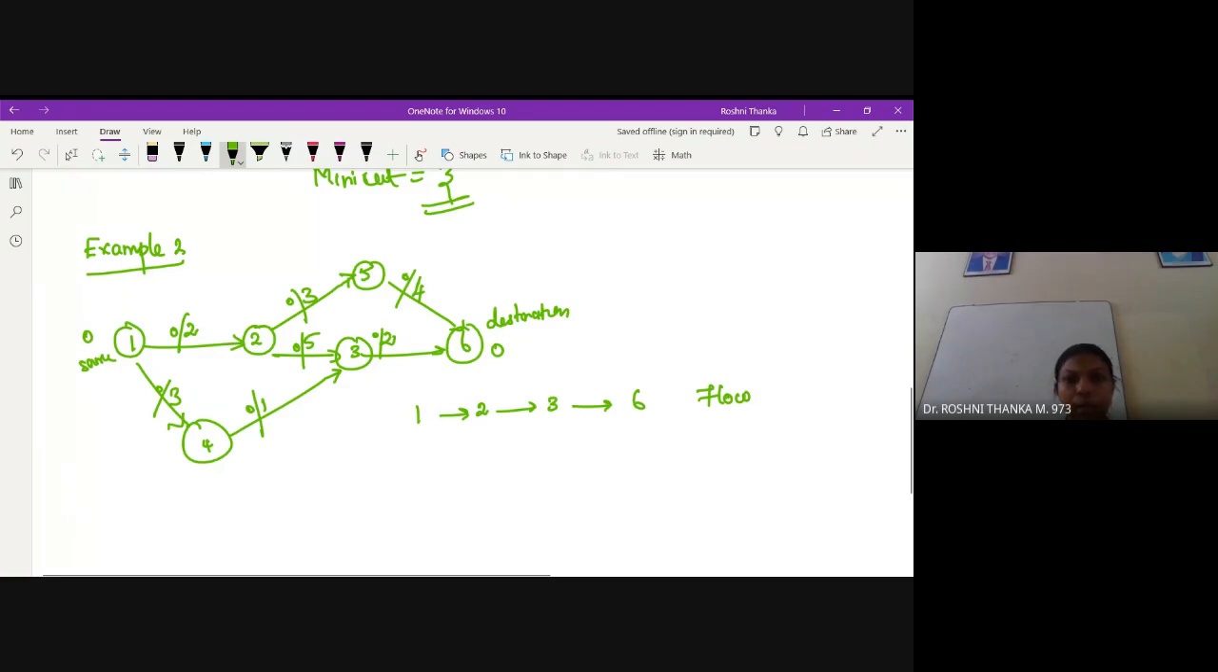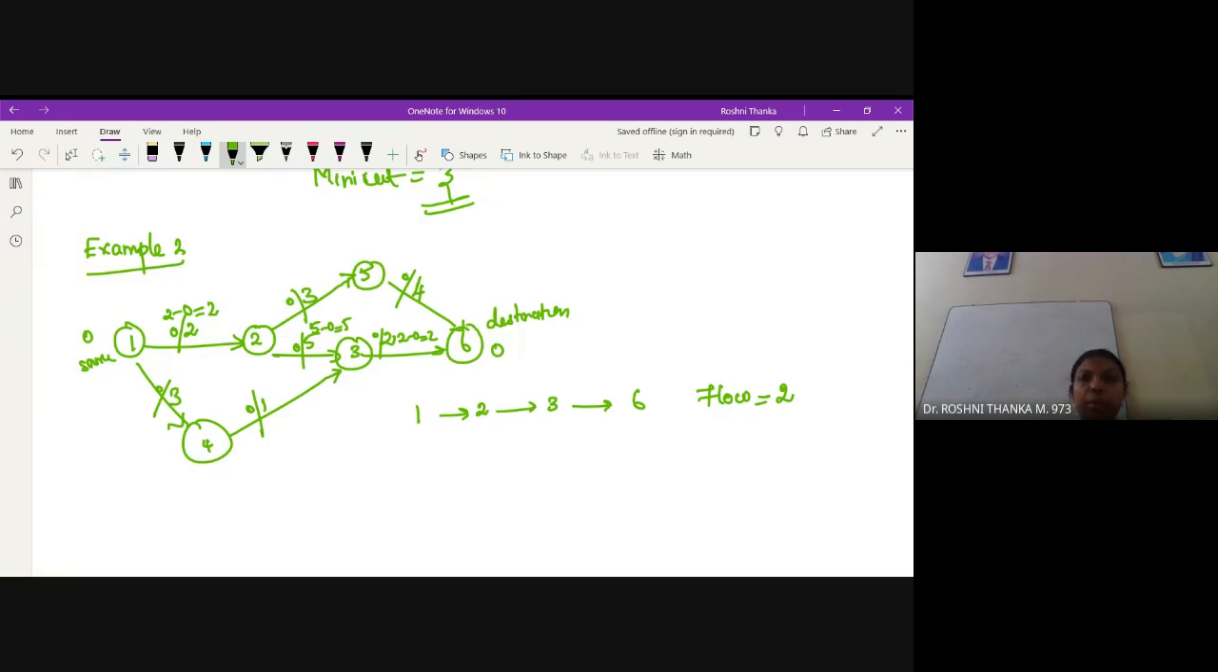So here we have to find what will be the flow. What will you do? We will be subtracting. So it will be 2 minus 0 will be 2. And here it is 5 minus 0 will be 5. And again 2 minus 0 will be 2. So out of all this, what is the minimum value? 2, 5 and 2. Out of all this, the minimum value is 2. So the flow here is 2. Right? This is what we will be finding.